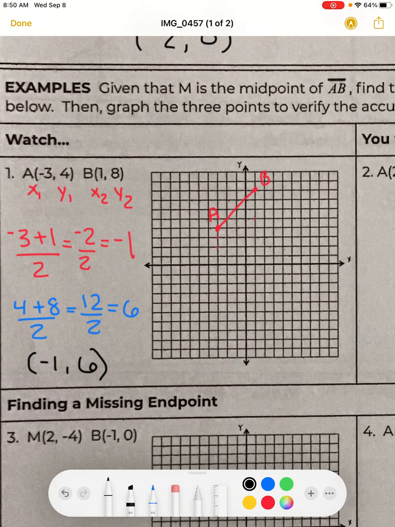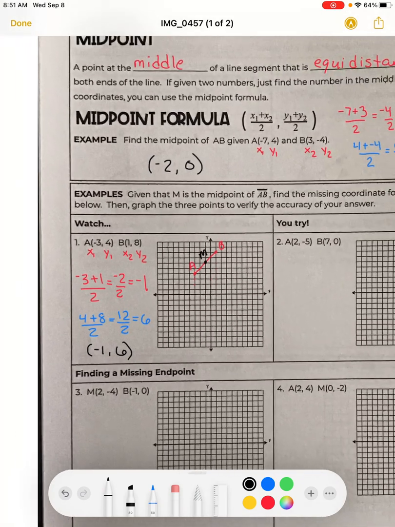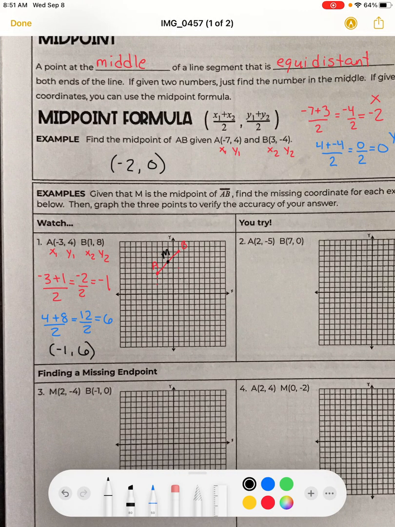So we found, I'll call that M, the midpoint to be -1, 6. If you look at that picture, that makes sense. It looks like it's in the middle of that line segment. That's what a midpoint is. So now you're going to try this one. I would take a second and pause the video, try this one on your own, and then I'll have you check your work.